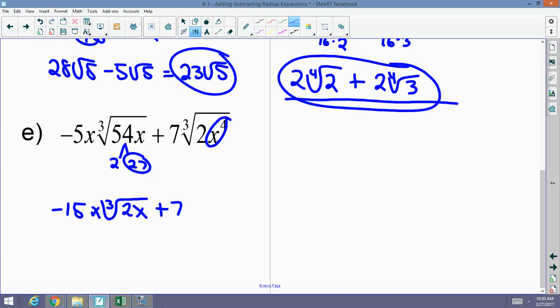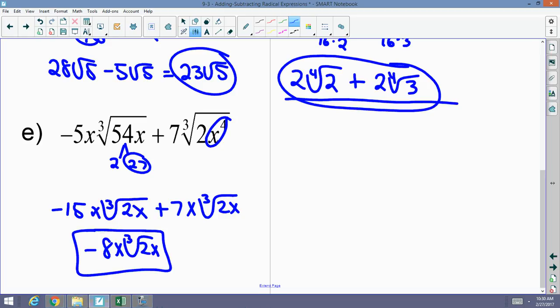So, guys, what's the cube root of x to the 4th? How many times is 3 going to 4? 1 time. What's left over? A cube root of 2x. Now, are they like radicals? Okay, so that's going to be negative 8x times a cube root of 2x. Yes, sir.